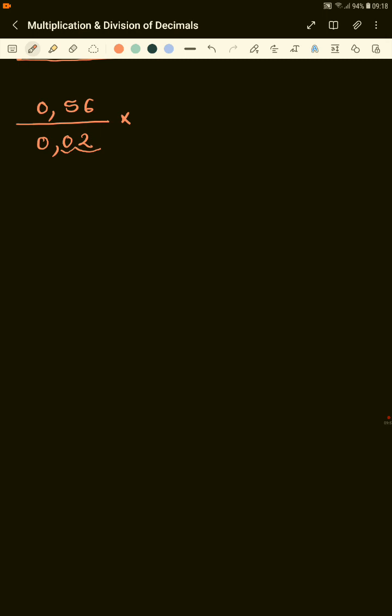The number of movements should be equal to the number of zeros in front of the 1. To move it 2 times, we have to multiply by 100. If you multiply this by 100, you also have to multiply the other one by 100. Here you're going to get 56, and here you're going to get 2. So you say 2 into 5, 2, remainder 1. 2 into 16, that's 8. And your answer is 28.